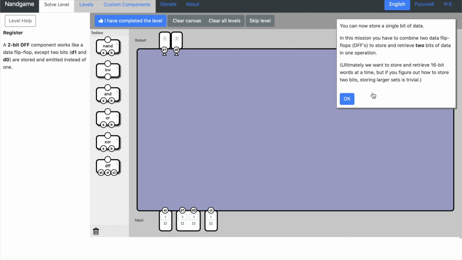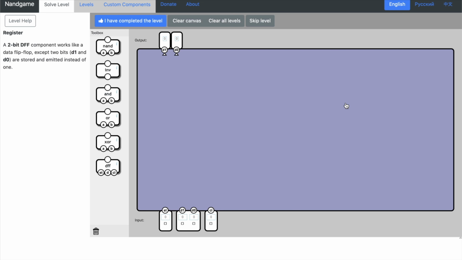All right, so now we have to combine 2 of these DFFs we made to store and retrieve 2 bits of data in one operation. And if you can store 2 bits of data in parallel, then you can store 4 or 8 or 16 or 32 or 64. This is pretty common. Most of the games actually do exactly this. NAND to Tetris actually makes you build up the 8-bit or 16-bit operations. I think they mostly go to the 8 level.